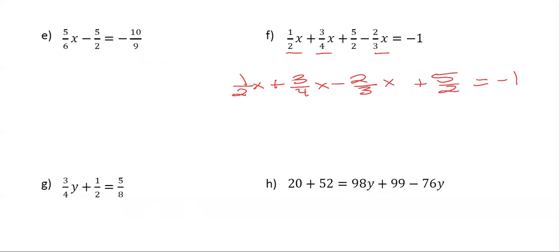Now, in order to add and subtract these fractions, we have to have common denominators, right? I'm looking at the denominators of every one of the terms in here, and I've got 2, 4, and 3. So a number that all 3 of those will go into would be 12, right? So I'm going to multiply every term by 12.